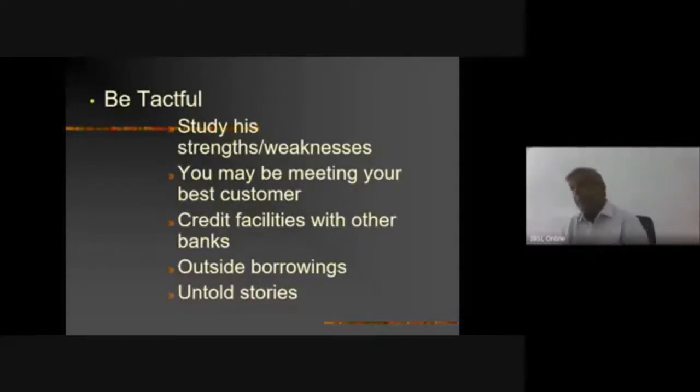People borrow millions in a day at high interest rates, but they repay on the same day or the following day, or within a short period. That is the convenience of informal borrowing. So they may have outside borrowing too, and there may be untold stories. Be tactful and find out this information at the time of the interview. We can't put this behavioral aspect in you. You yourself should understand and develop it to be a successful and efficient credit officer, credit manager.